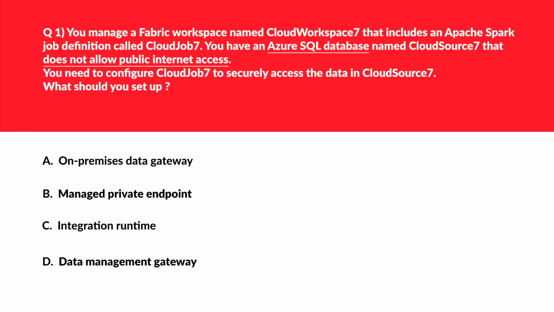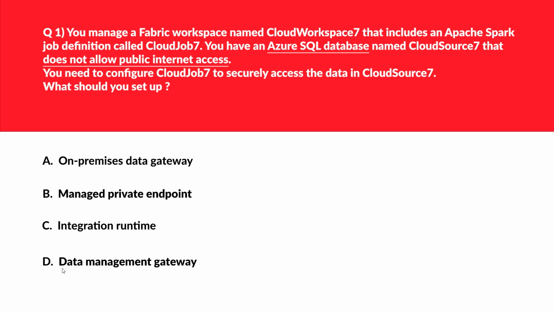All right, let's look at this question. So always mark the keyword. It will help you arrive at the correct answer easily, because by marking the keyword, we get to know what the question is actually asking us. So let's look at option A and D together. A says on-premises data gateway. D says data management gateway.